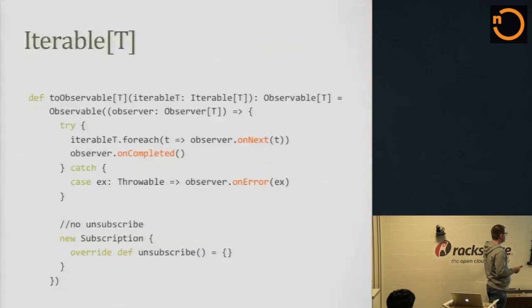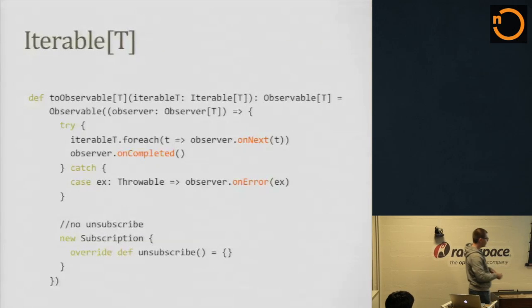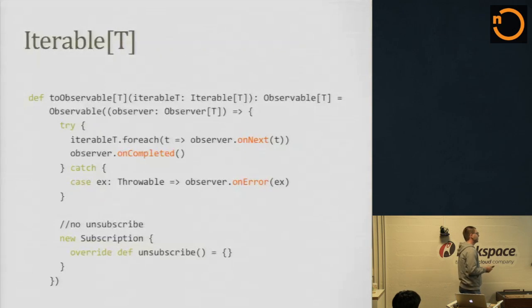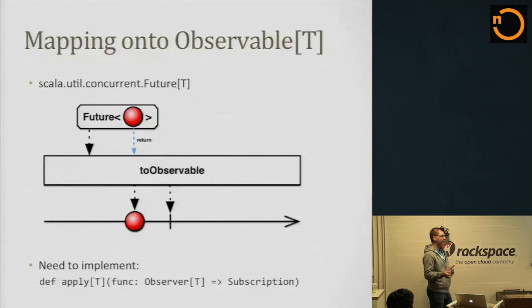So we've got some method named toObservable that accepts an iterable of T and returns an observable of T. You can see I've called out the three Rx primitives. We do the obvious thing. We iterate over the iterable, and we call onNext on each. Then we call onCompleted. Ben also mentioned this. This is the inefficient approach. We can't unsubscribe here. So be it. But this is a mapping that shows how an iterable can be viewed as an observable.